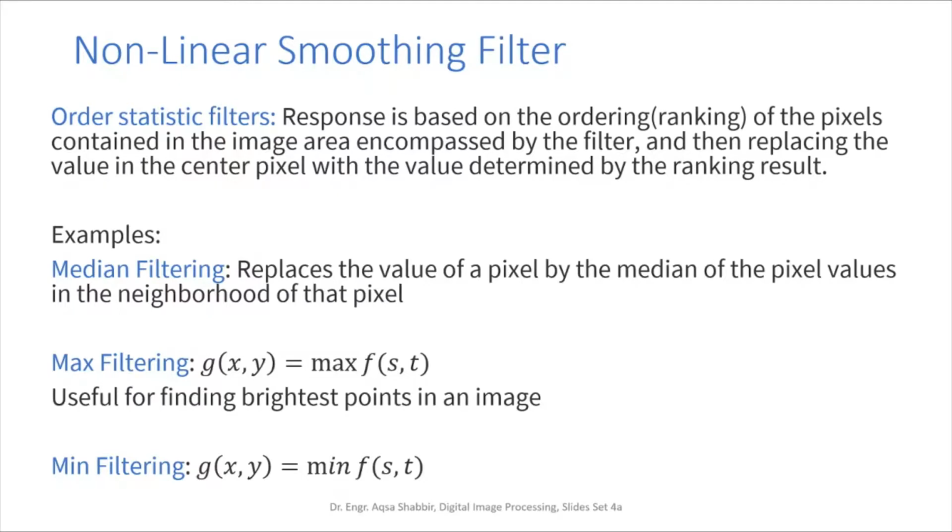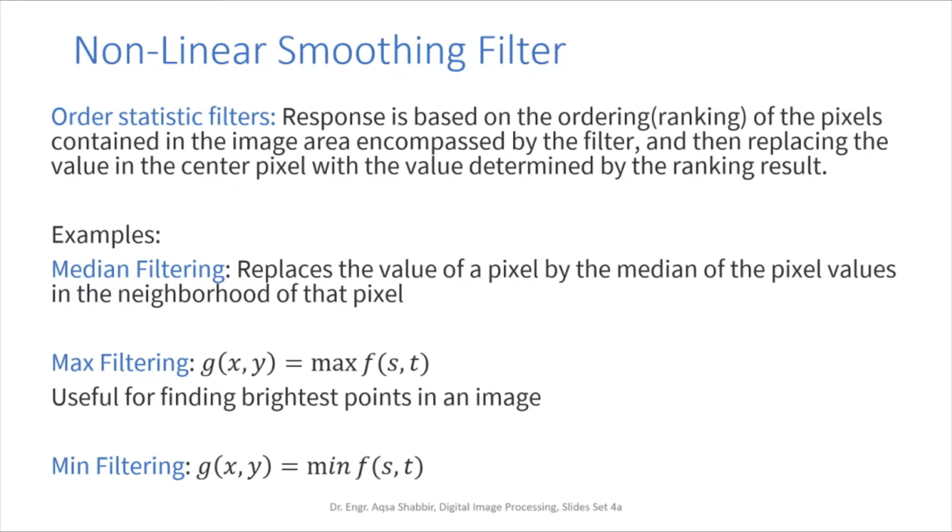Although the median filter is by far the most useful order statistic filter in image processing, it is by no means the only one. Another example of an order statistic filter is the max filter. The max filter is very useful in finding the brightest points in an image. As the name suggests, it replaces the intensity of the center pixel P with the maximum intensity amongst its neighboring pixels.